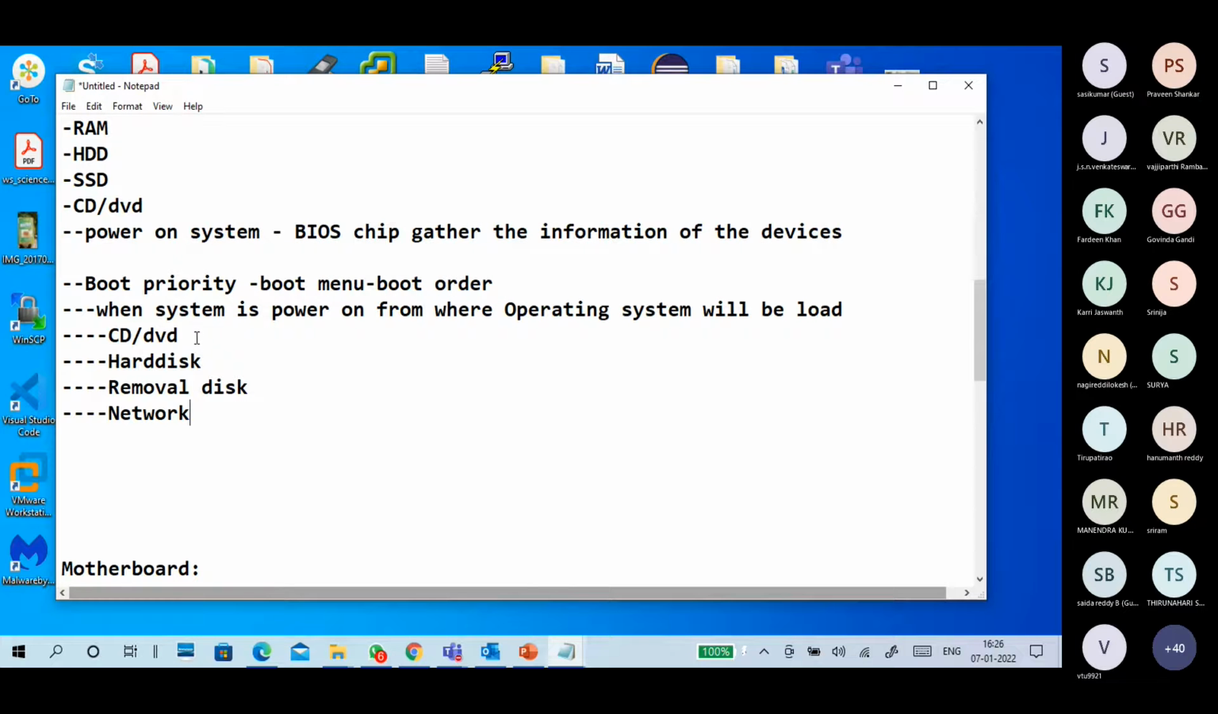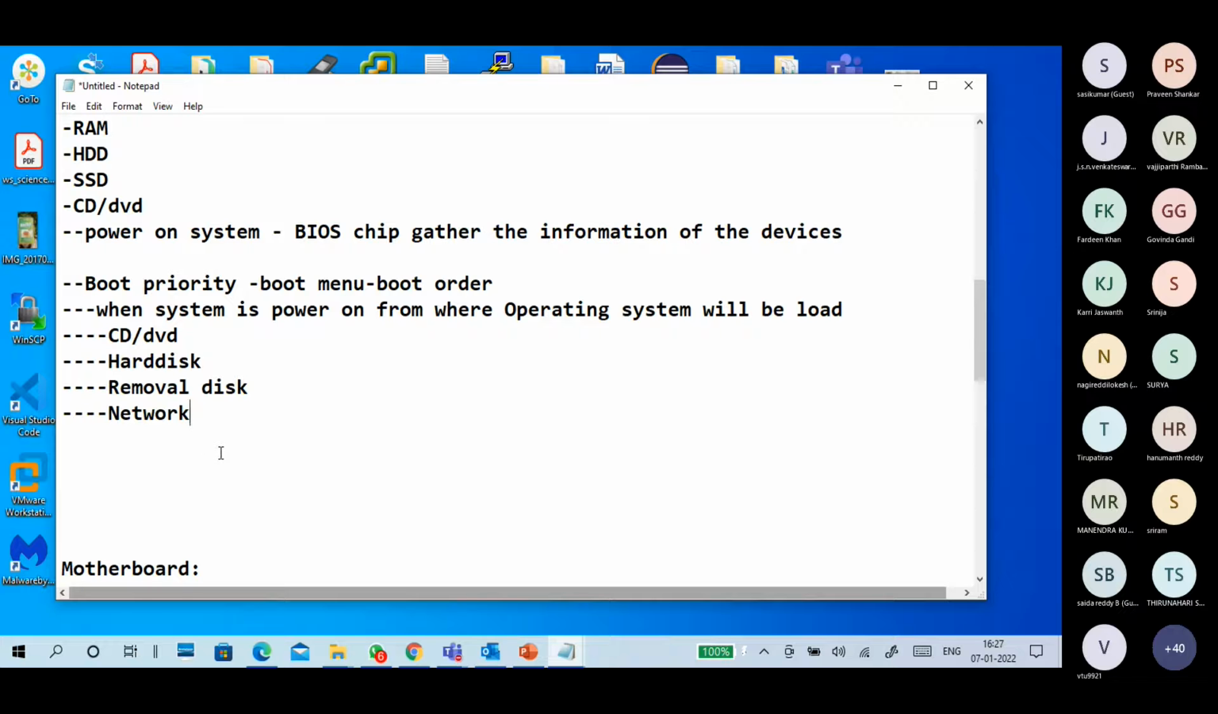First of all, the system tries to load the operating system from CD or DVD. If it is not there, it tries to load the operating system from hard disk. If it is also not there, then it tries to load the operating system from removable disk. Removable disk means pen drives, external hard disk, like that. If it is also not there, then it tries to load the operating system from network. If it is also not there, boot failure. Unable to load the operating system.